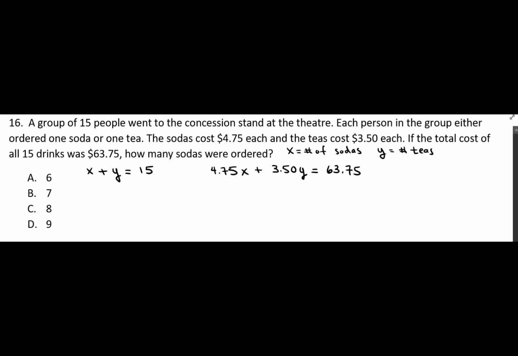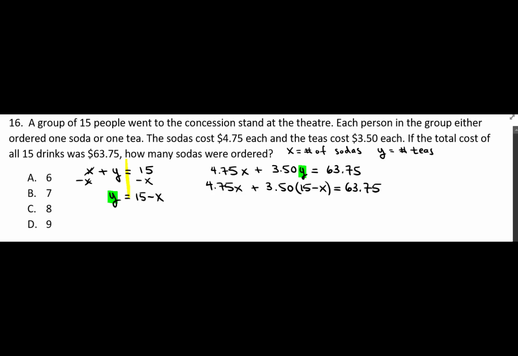I'm going to isolate one of the variables, so I'm going to subtract x from both sides. So I end up with y equals 15 minus x. And then I can go back into the second equation and replace the y with 15 minus x. So I end up with 4.75x plus $3.50 times y, but y can be replaced with 15 minus x, and that is equal to 63.75.